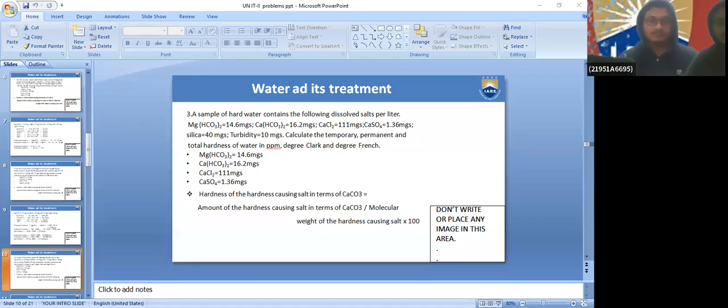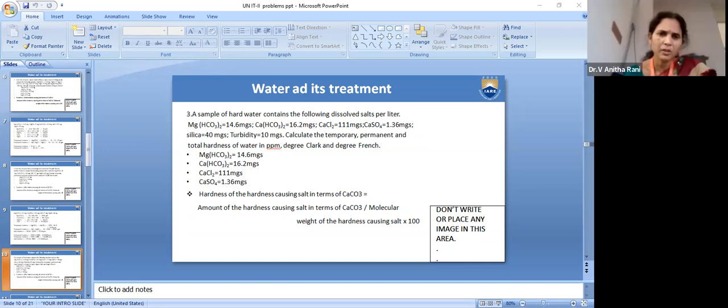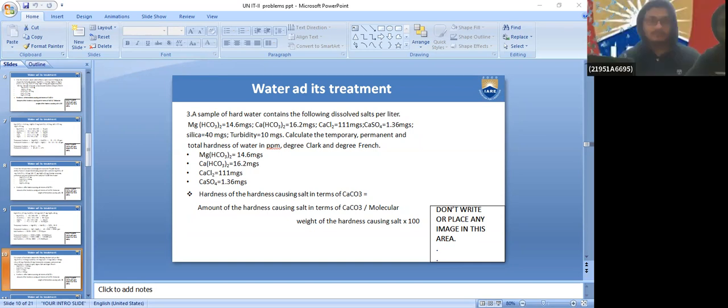Ma'am, one doubt, ma'am. In the screen sharing, you are giving that question. That is a wrong question, right? Means the previous question, right? In screen sharing, you are giving the previous question, ma'am. So I have no idea about the values or whatever salts are given in the question.